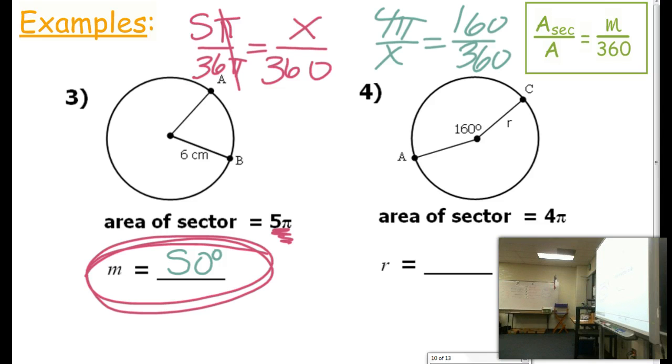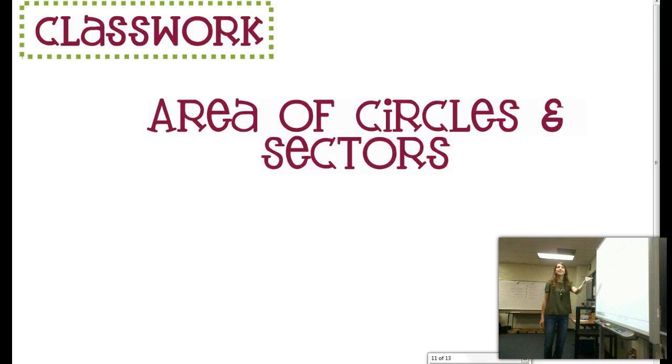Paige, what do you get when you cross multiply? 9. So, A is 9 pi. It didn't want A, it wanted R. Dimitri, if the area is 9 pi, what's the radius? Thank you. Very good. Square root of 9. Square root of 9 is 3. How do you undo area? You square root. Short and sweet. Look at that. We're already done. Yay.